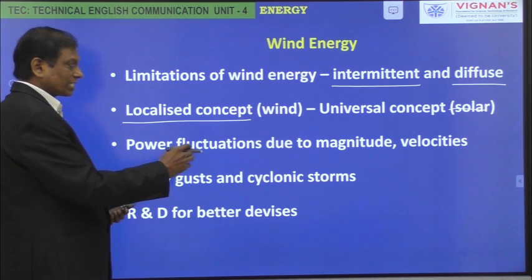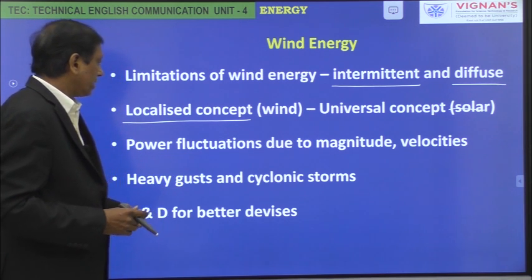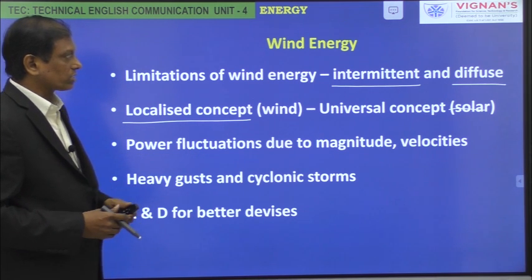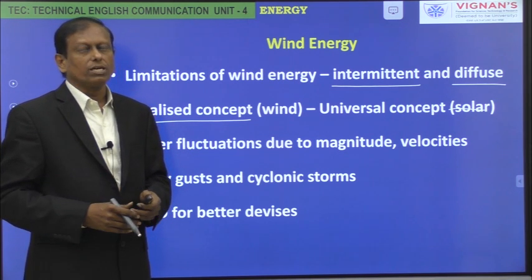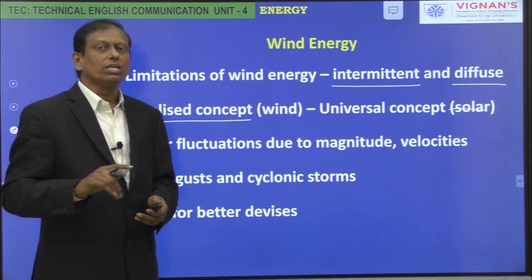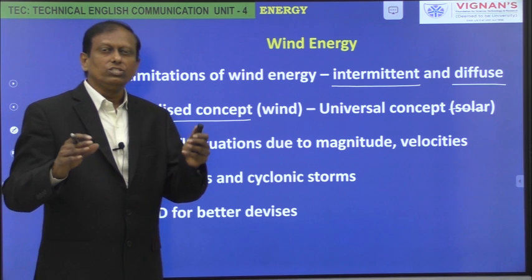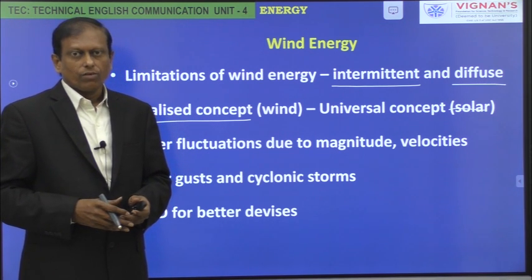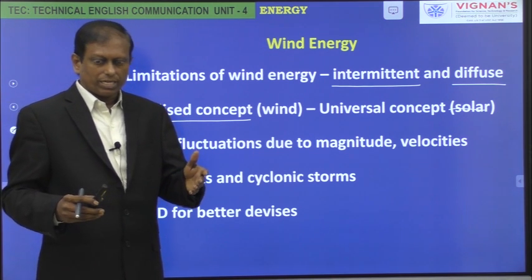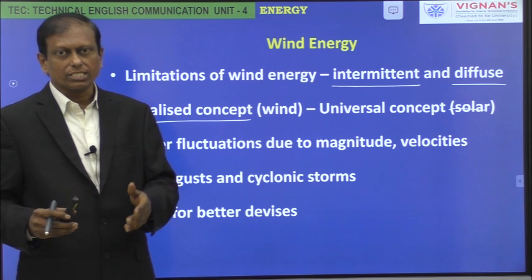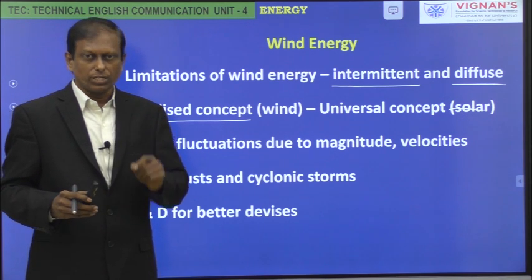Next, heavy gusts and cyclone storms are also a limitation, causing damage. And how to overcome this? There are certain resources available, but certain problems and hurdles are also there, and we need to think of a way of overcoming them. So they suggest that these are all engineering opportunities. When mankind requires some machinery, some equipment, some comfort, and is facing some problem, that problem is an opportunity for an engineer to invent something new.